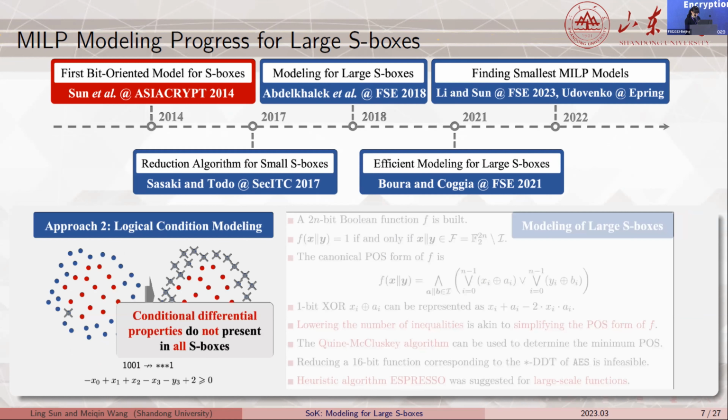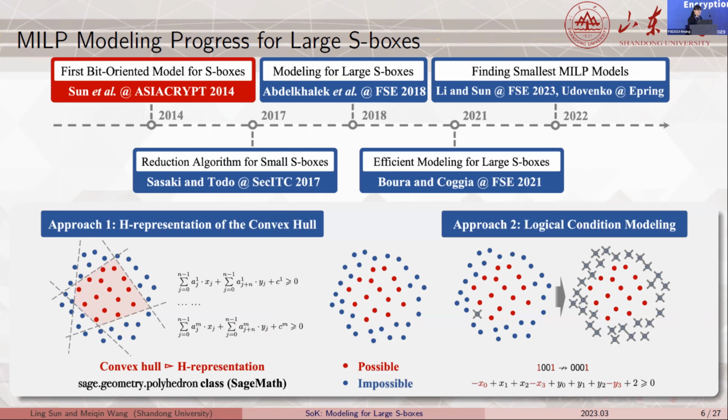So given a convex hull, its H representation can be obtained by applying some functions in this class of Sage. The second approach is called logical condition modeling. It creates inequalities to remove impossible propagations one by one. For example, this is an impossible propagation and we want to remove it. Then we create these inequalities, and it becomes invalid only when the values of x and y take these values.